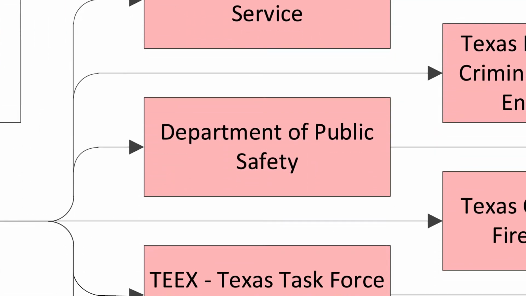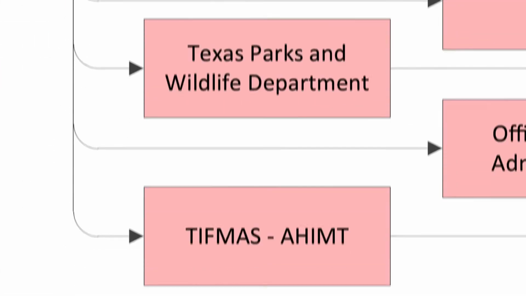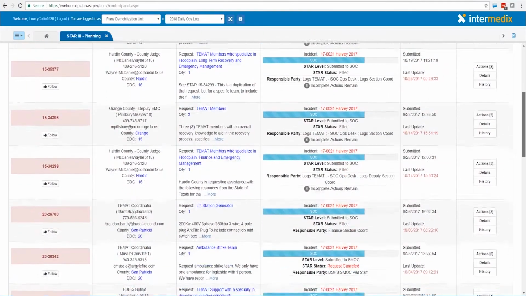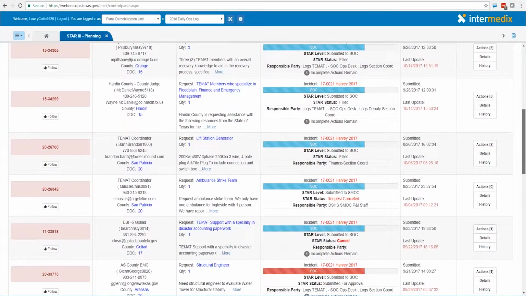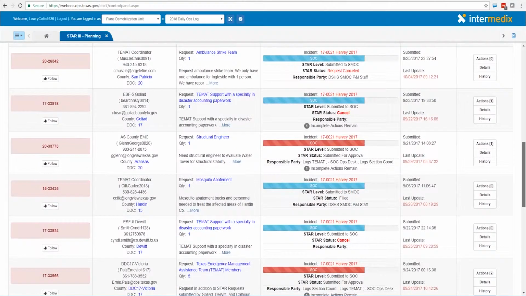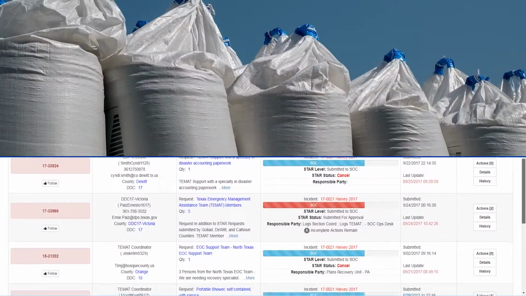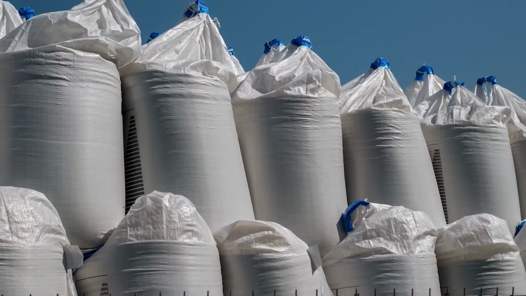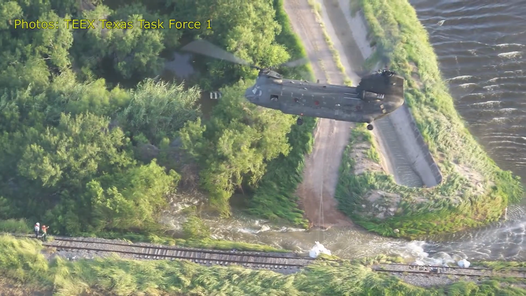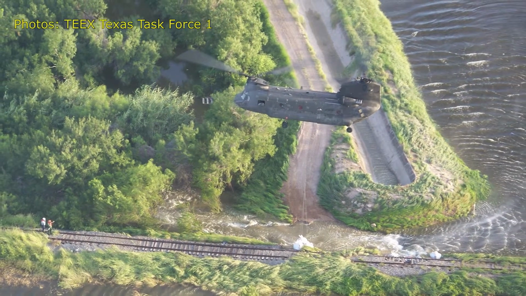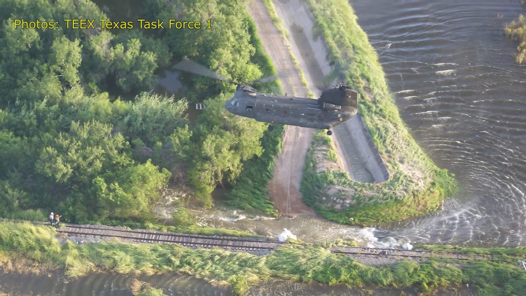How about we save the resource request flowchart for later and instead track one example of a specific S.T.A.R. from initial entry into WebEOC to the action phase of fulfillment. Our example S.T.A.R. is for the Super Sack sandbags, and due to conditions on the ground, those Super Sack sandbags can only be placed by helicopter.